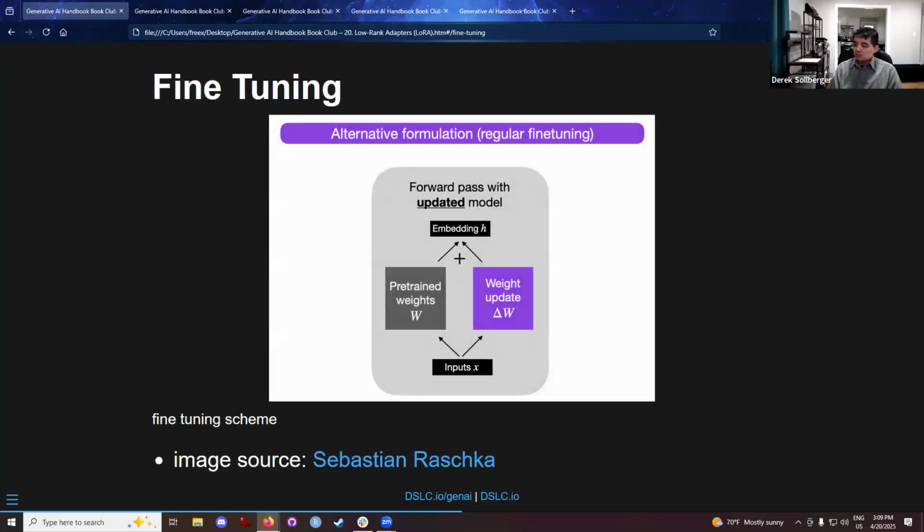So what that looks like in a diagram, once again: the pre-trained weights on the left, the update weights on the right. We're treating those as separate entities and separate calculations before dealing with the final embedding, whether that's classification or regression.